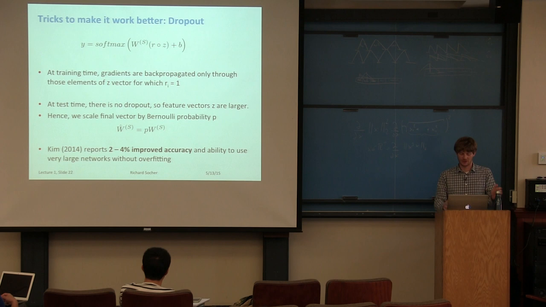And what's kind of amazing here is that by simply deleting some of the features sometimes, Kim actually reports a 2 to 4% improved accuracy across the various different data sets. So on every data set, it gave at least a 2% improvement, up to 4%. And this is going to be important when we critically look at the comparison of this paper with other older papers that we've covered in the class.